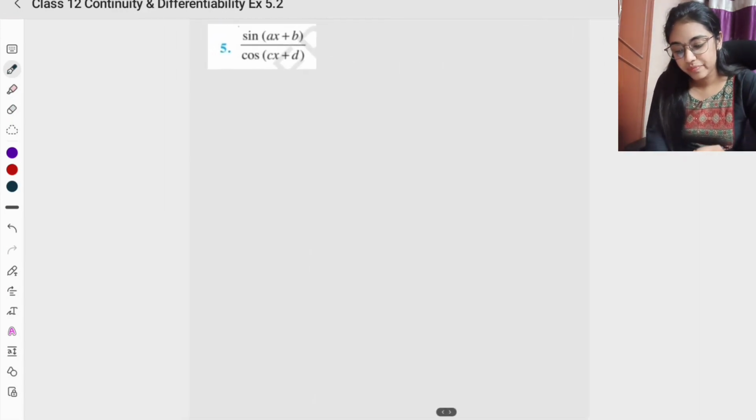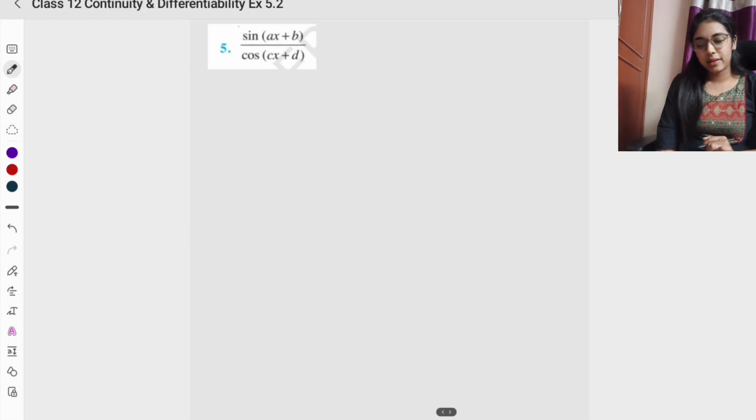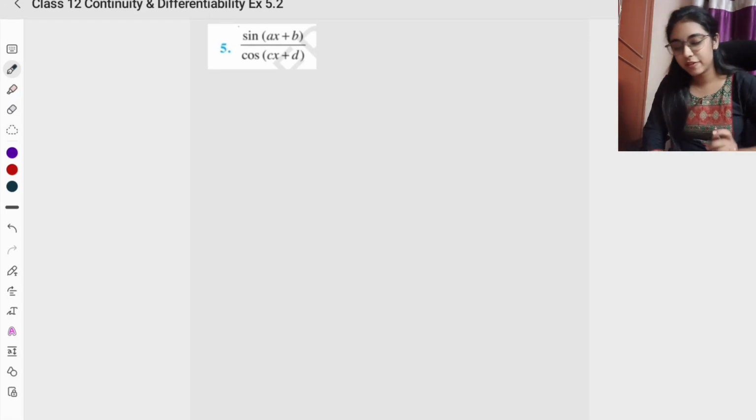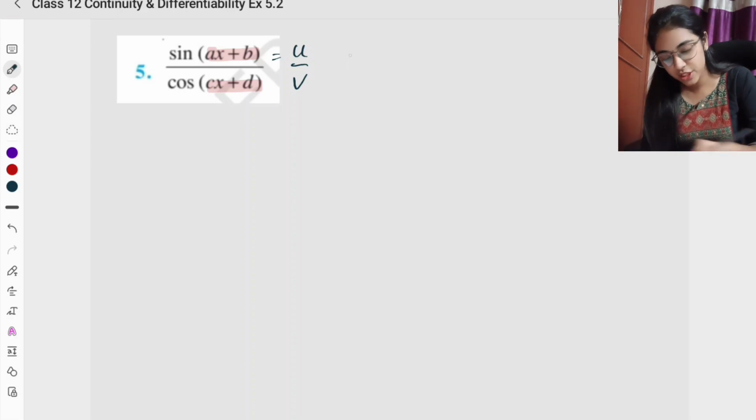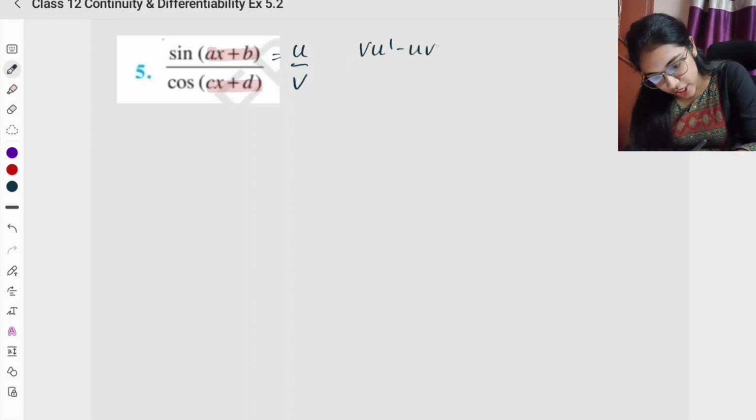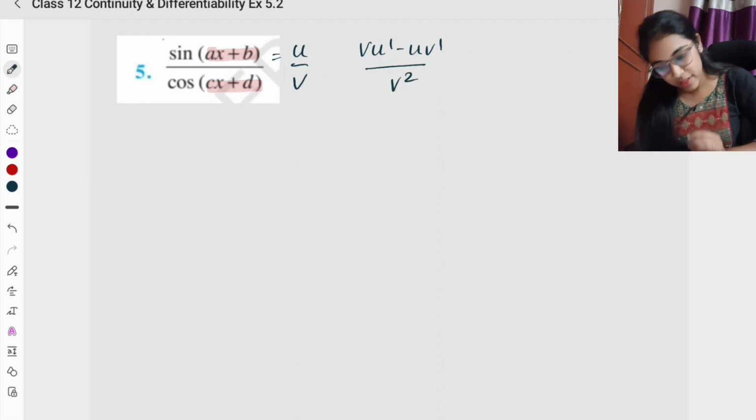Question number 5. Sin ax plus b divided by cos of cx plus d. So, in this, what do we have first? So, this is of the form u divided by v. Correct? So, if it is a division, what is its derivative? vu dash minus uv dash divided by v square.